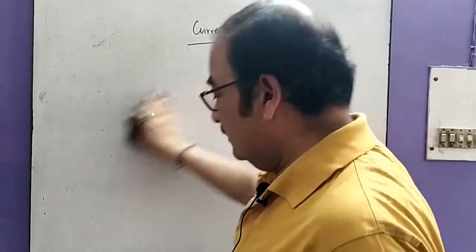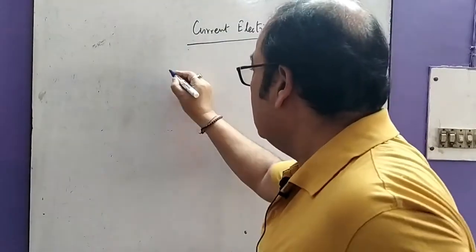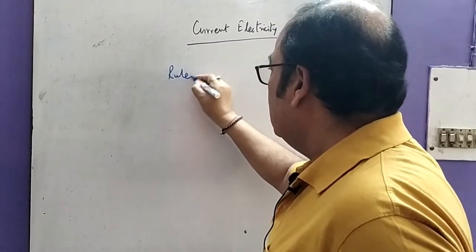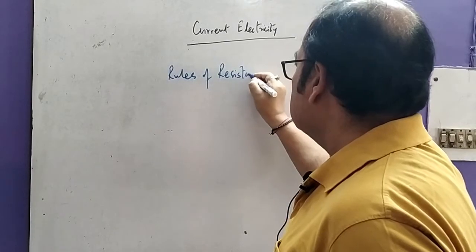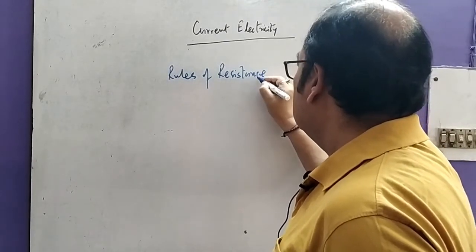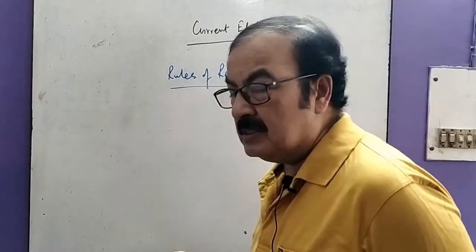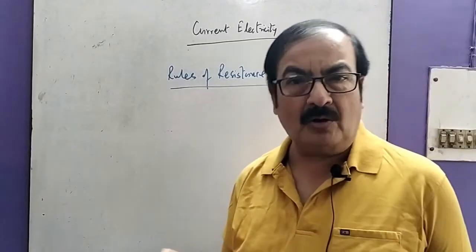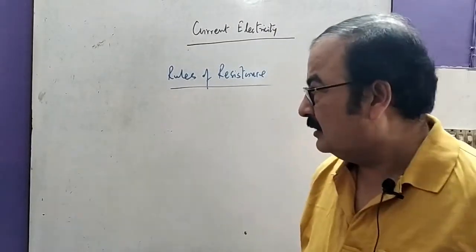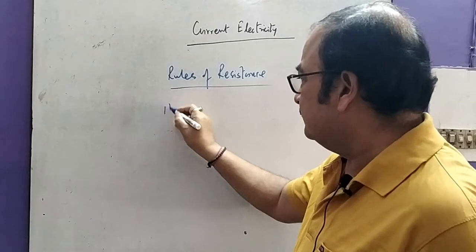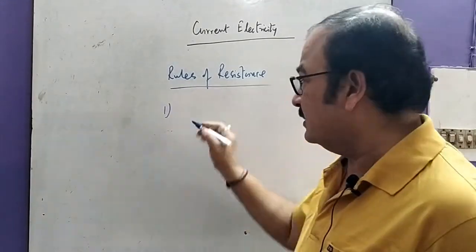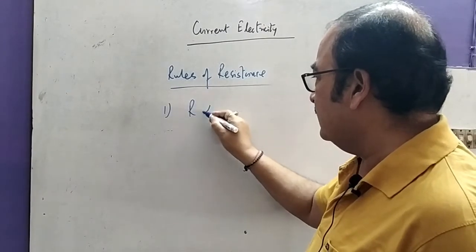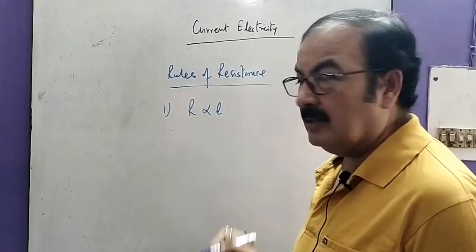Today we will have to discuss the rules of resistance. Rules of resistance will also be discussed as the laws of resistance, what we call. Number one is the resistance increases with length. That is, the resistance of a conductor is directly proportional to the length.